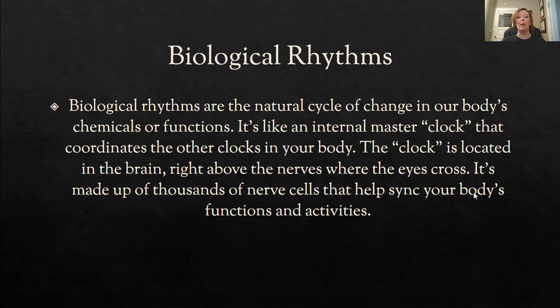All right, so first let's talk about our biological rhythms. These are the natural cycles of change in our body's chemicals or functions. So we all have these natural rhythms that are happening in our bodies all the time. It's kind of like an internal master clock that coordinates the other clocks in your bodies. So it's like telling other stuff to turn on and to turn off. The clock, if you want to call it that, is located in the brain right above the nerves where the eyes cross. It's made up of thousands of nerve cells that help sync your body's functions and activities. So it's a system, it's a neural system.